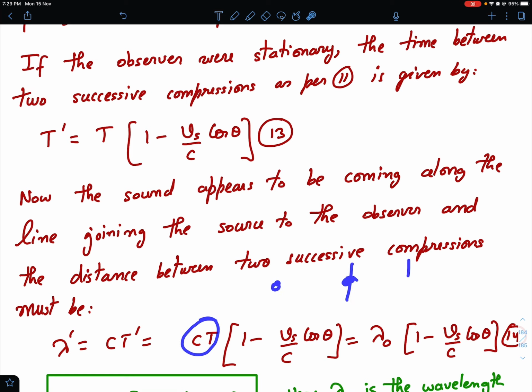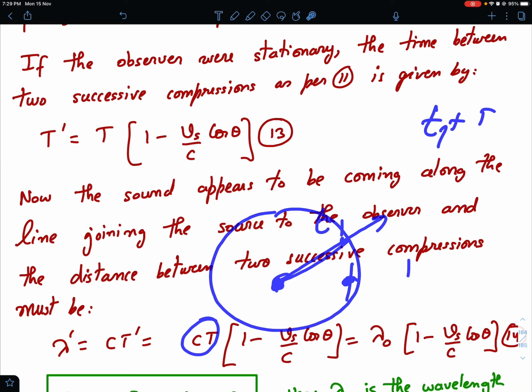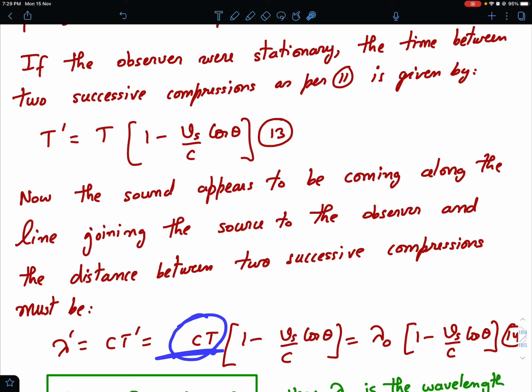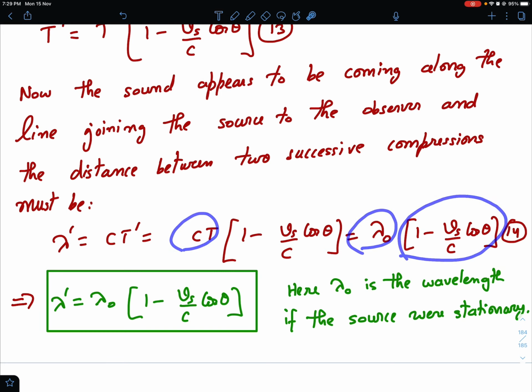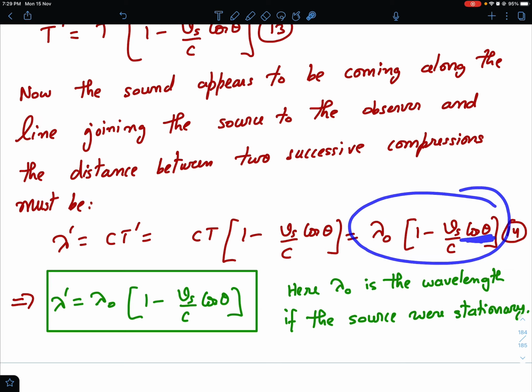Suppose the source were stationary, then what will be the distance between two successive wavefronts? So if the source is stationary, suppose one wavefront has gone some distance in time t1, then the next wavefront is emitted after time t1 plus capital T, and that has traveled a distance of capital T. So this distance must be c into capital T, right? So c into capital T can be thought of as the wavelength if the source were stationary, and lambda prime is when the source is moving, okay? So let me write cT as simply lambda naught. So lambda naught I am defining as the wavelength if the source were stationary. So this becomes simply lambda naught into (1 minus Vs by c cos theta), right?